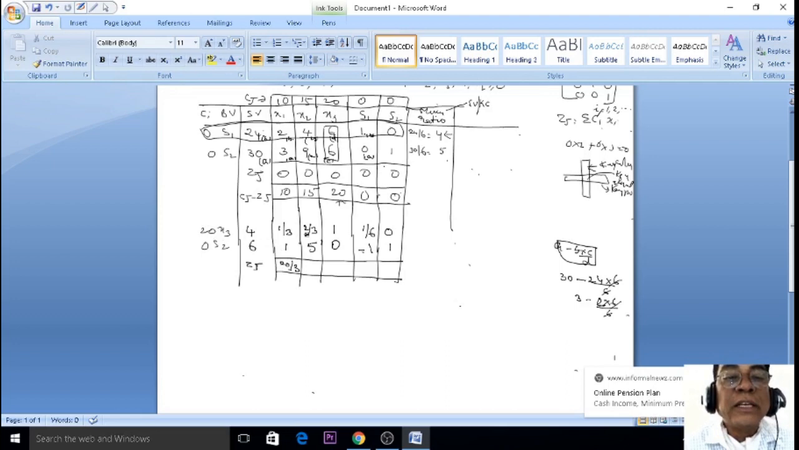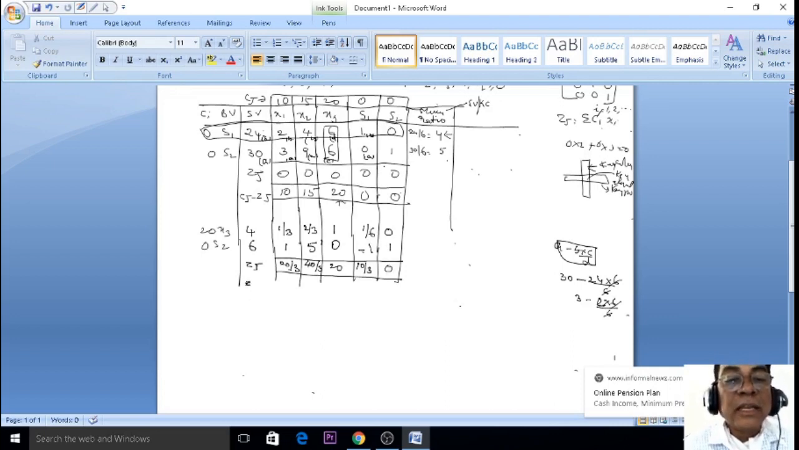20 into 2 by 3 plus 0 into 5. So 40 by 3. 20 into 1 plus 0, so 20. 20 into 1 by 6 plus 0 into this. So 10 by 3, because 20 into 1 by 6 is 10 by 3. So this is equal to 0.